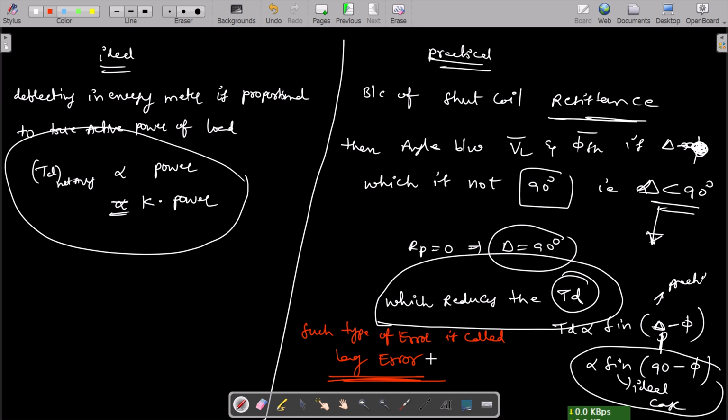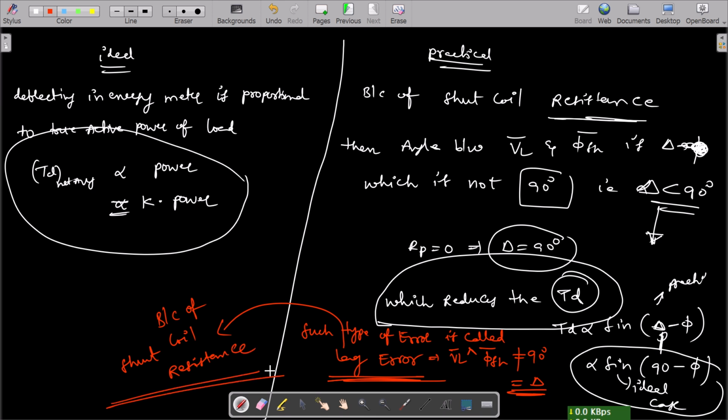Lag error means that VL and phi sh, the angle between them, is not equal to 90 degrees. It will be equal to delta. It is because of what? Because of shunt coil resistance. Okay, it is because of that shunt coil resistance. Okay, thank you. This is all about this energy meter deflecting torque equation.